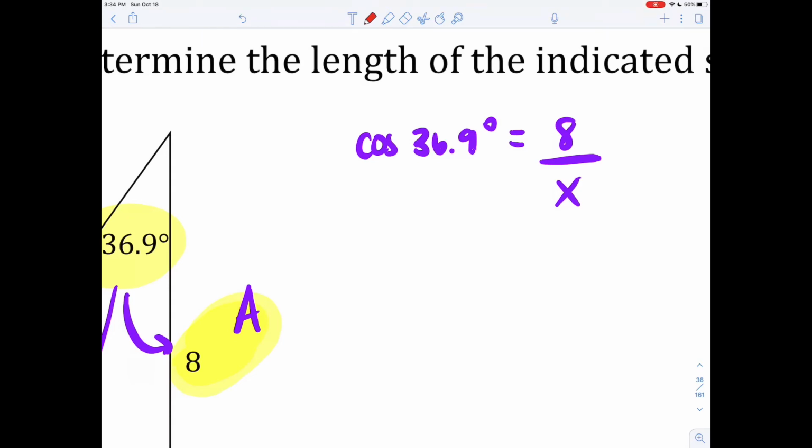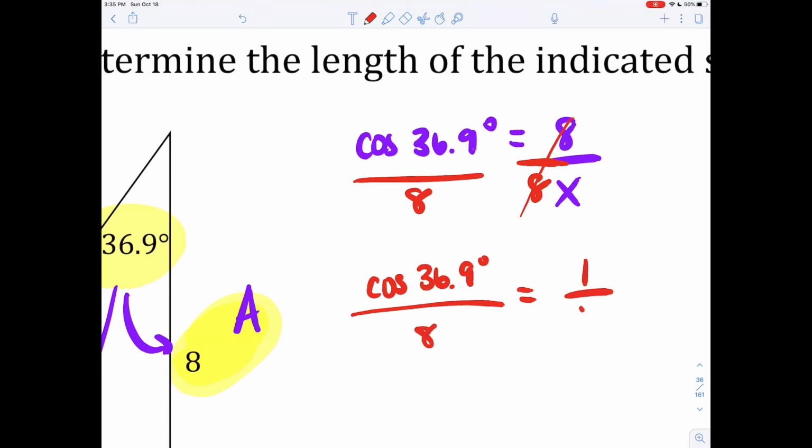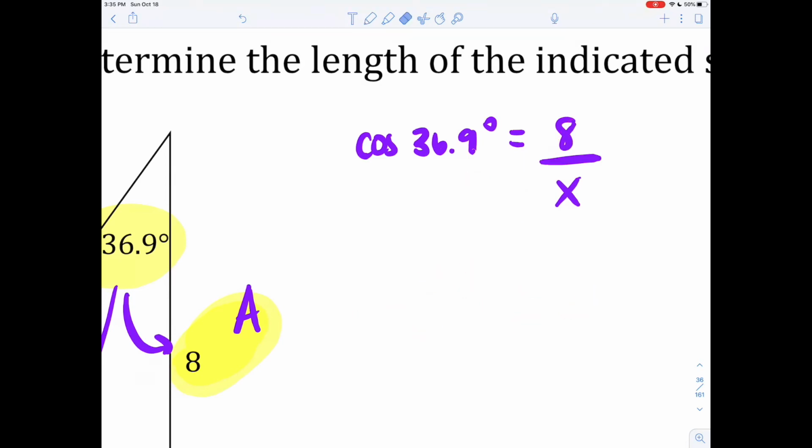Don't do it. Right now, you're like, I have 8 on the top. Let me just divide both sides by 8. No! Because this would give me the cosine of 36.9 degrees over 8 is still 1 over x. That does not mean that this is just equal to x. That is not equal. It is wrong. It is just horrifying in every single way. So we're going to get rid of all that and try not to have nightmares as such.